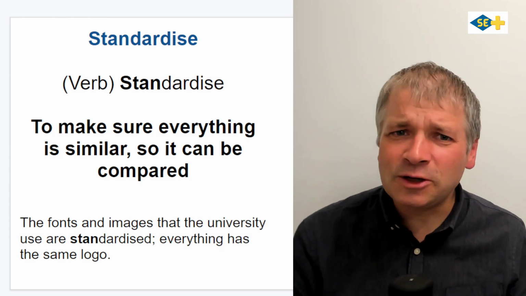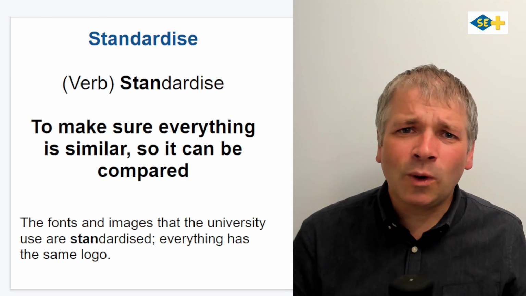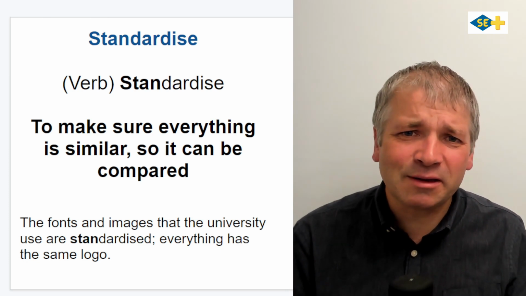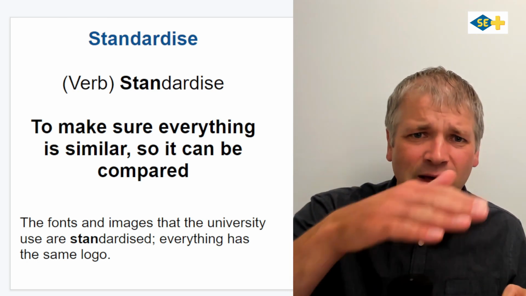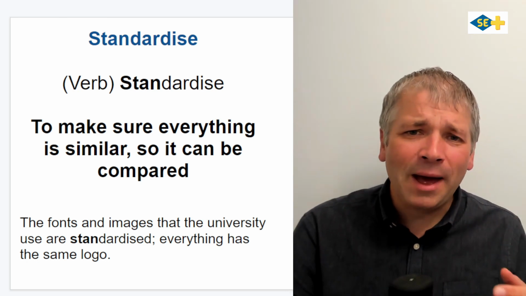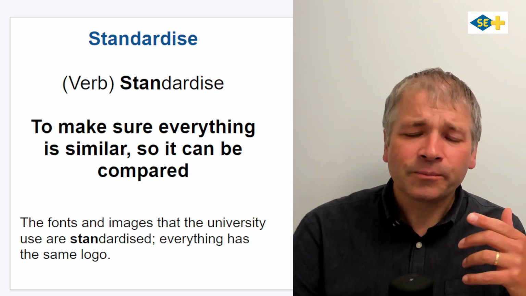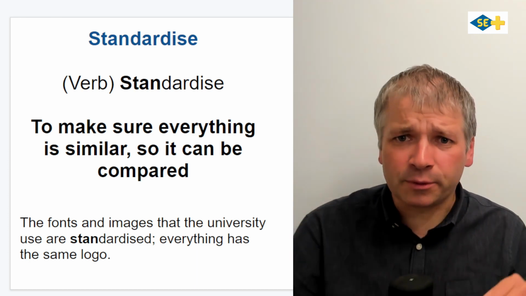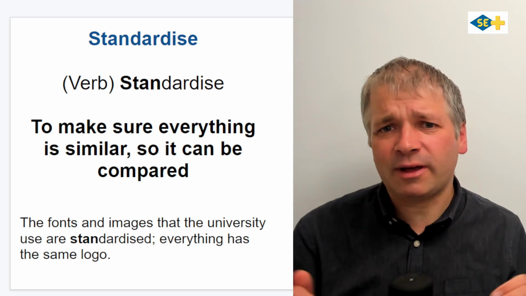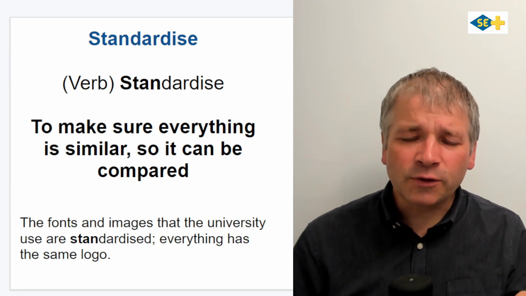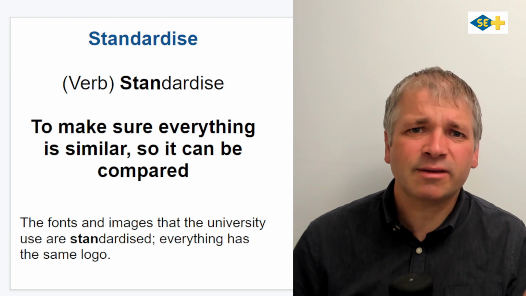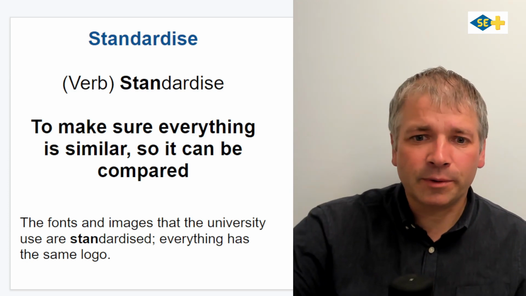And often when you're doing research, you want to standardize statistics. So you know that they are all measuring the same thing. And then you can compare them together to get proper results. So in a methodology section of a report or dissertation or thesis, we'll often use words such as standardize, standardization for this purpose.